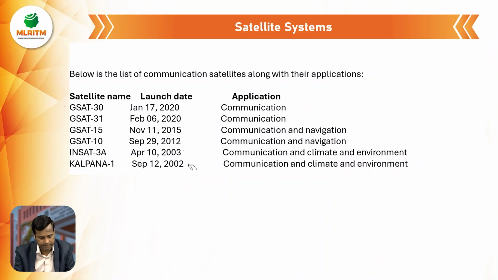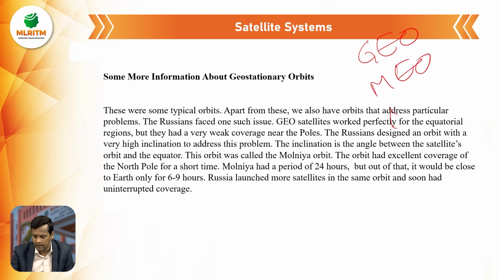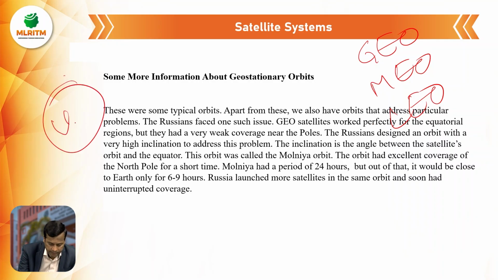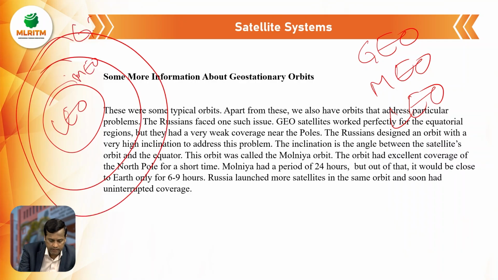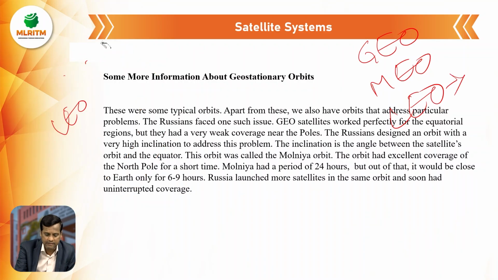Coming to the next, some more information about the orbits. In satellite systems we have three types: one is GEO, another is MEO, and another is LEO. For example, this is the LEO, next is the MEO, and this is the GEO. GEO means geostationary Earth orbit. MEO means medium Earth orbit. And LEO means low Earth orbit. These are the satellite systems.